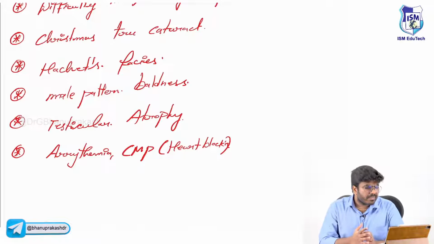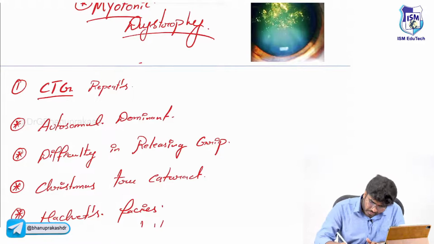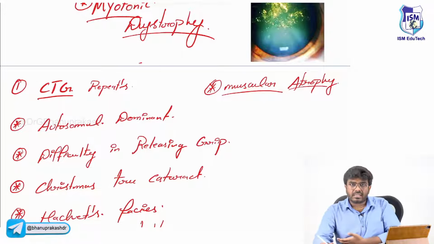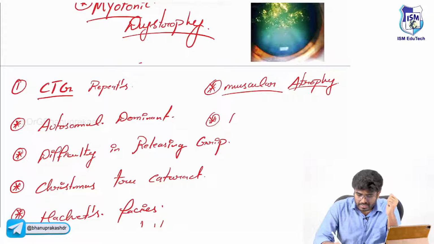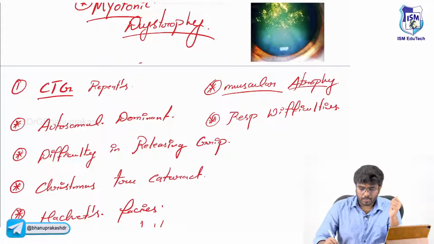And in these patients, the patient is also going to have the muscular atrophy, myotonic dystrophy, right? So muscular atrophy, important point. These patients are going to suffer with muscular atrophy and respiratory difficulty, because even the diaphragm is a muscle. It's also having a problem now. So there are respiratory difficulties. So all these are the important points which I want you to know.